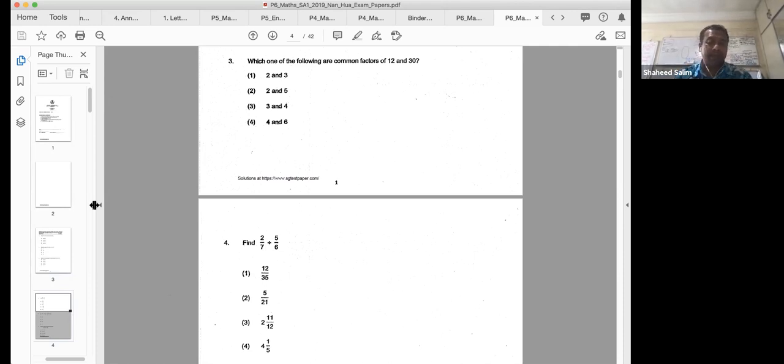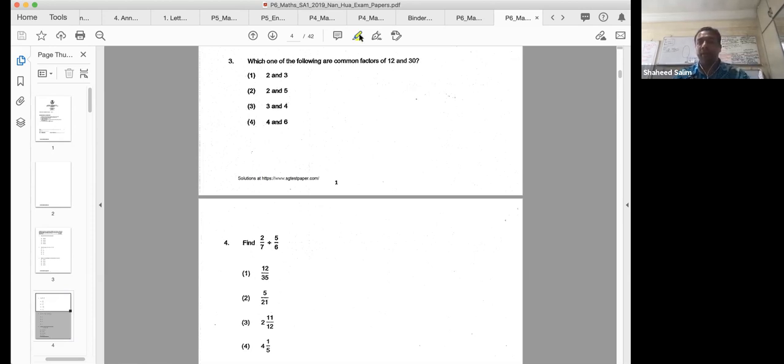Factors means numbers that can be divided. Those numbers can be divided by the factors. Factors are numbers that the numbers can divide. Yes, correct. The second attempt is correct, Ilhan. The first one, you put the one with the question mark is correct. Because 12 can be divided by that number, 30 can be divided by that number. Correct.